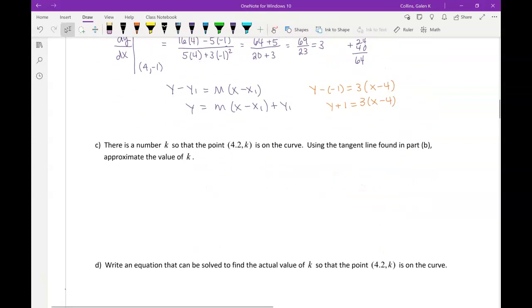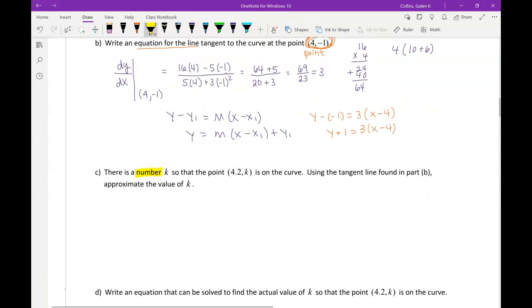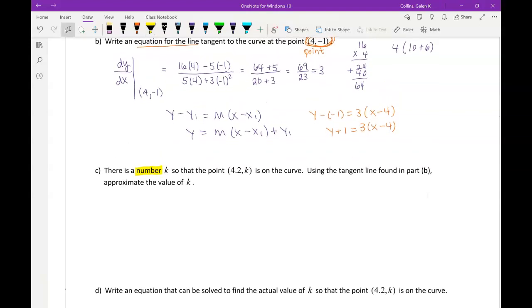All right, in 2C, we are told that there is a number k. So when that says there is a number k, that means k is an unknown constant, not a variable, so that the point 4.2 comma k is on the curve. Using the tangent line that we found in part B, we want to approximate the value of k.